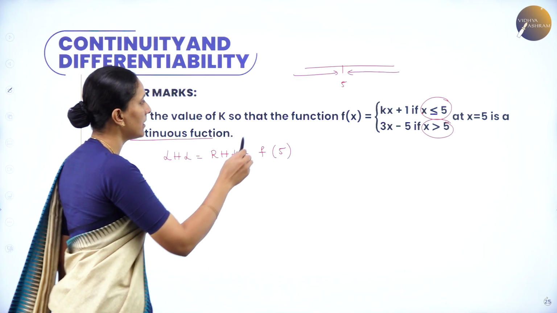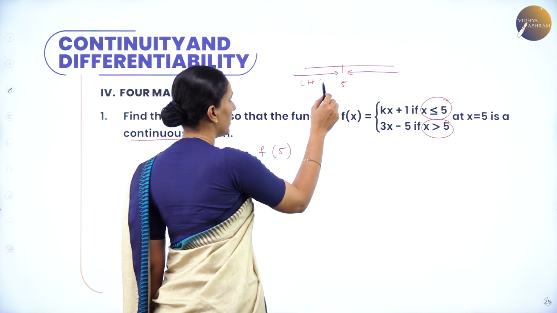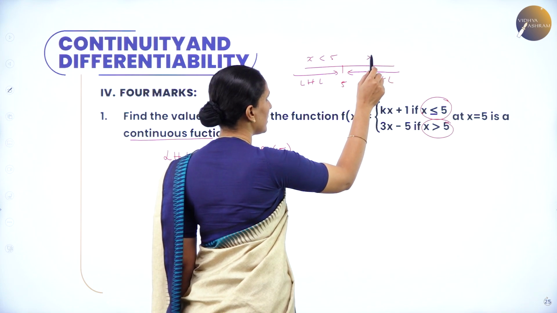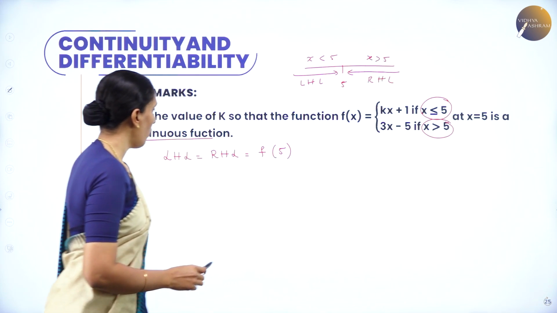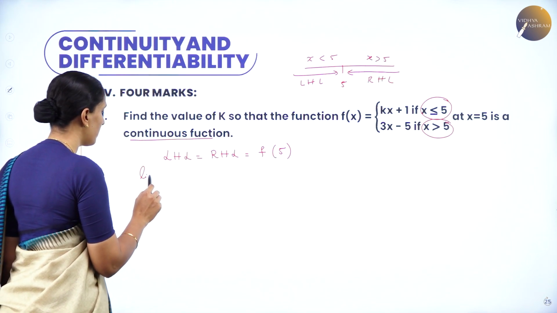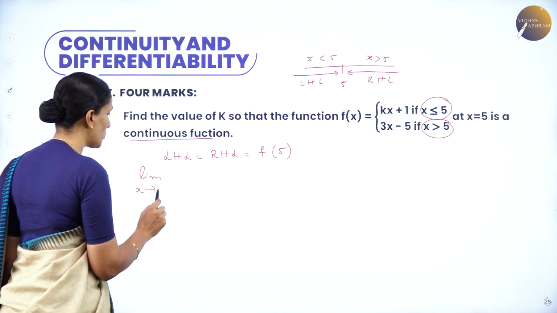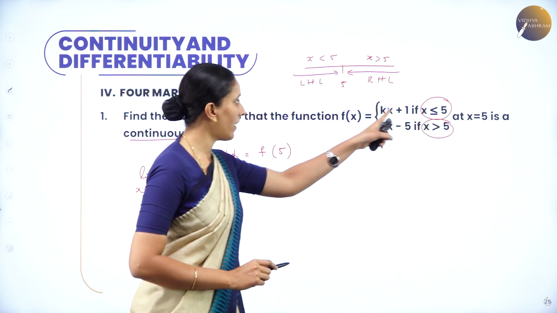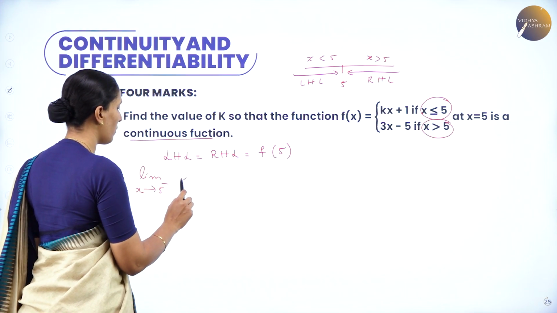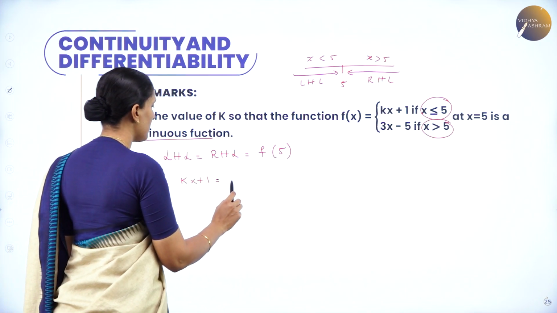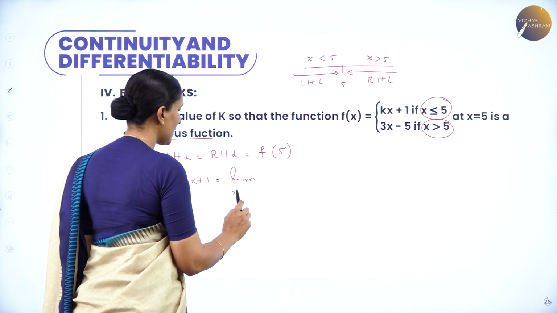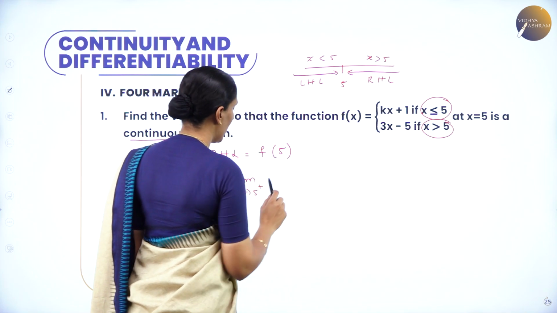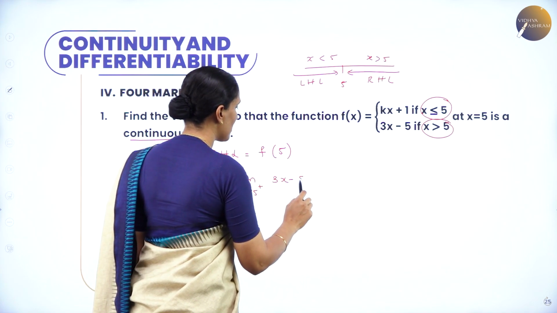So therefore this is LHL, that is x less than 5, and this is RHL, that is x greater than 5. Now when we are applying the limit as x close to 5 from the left side, the functional value, that is x less than 5, is kx plus 1. And similarly when we are applying the limit as x close to 5 from the right side, that is x greater than 5, the function is 3x minus 5.